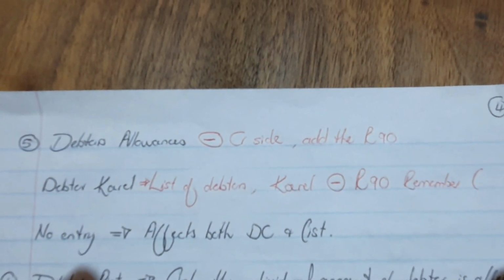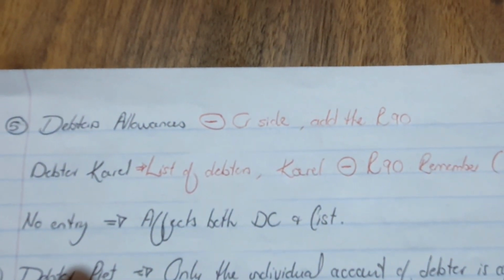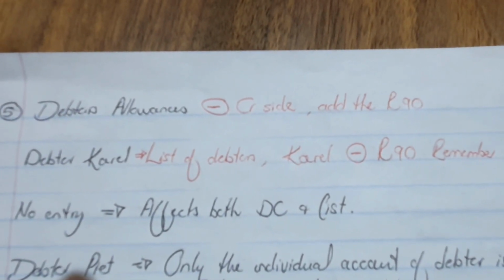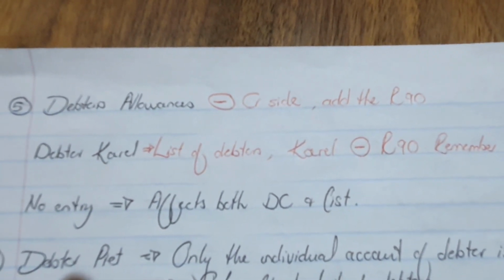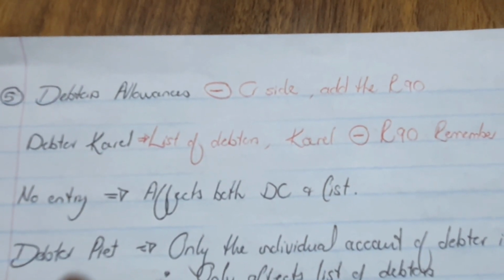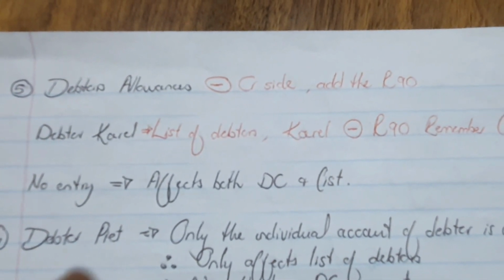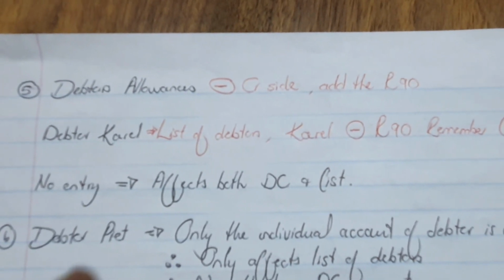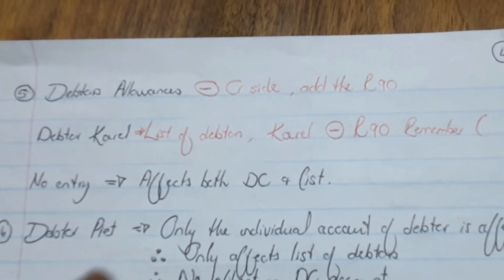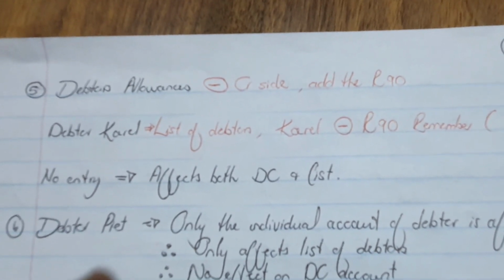we will have on the credit side of the debtors control account, as part of debtors allowances, we need to add the 90 Rand on the credit side as it further decreases the debt of the total debtors. In the list of debtors, we will have Carl decreasing with 90 Rand, and the total of the list of debtors will therefore also decrease with 90 Rand. Remember to indicate the subtraction or the decrease in the list of debtors with brackets.